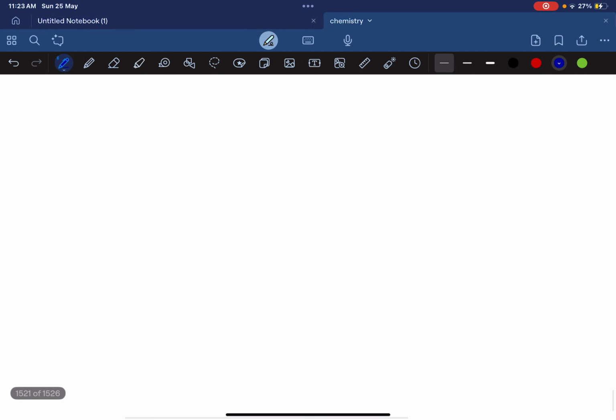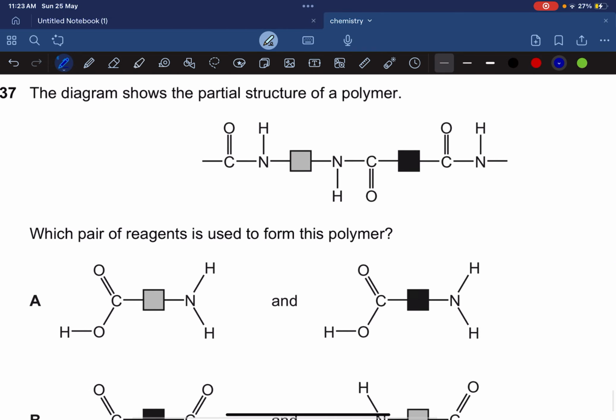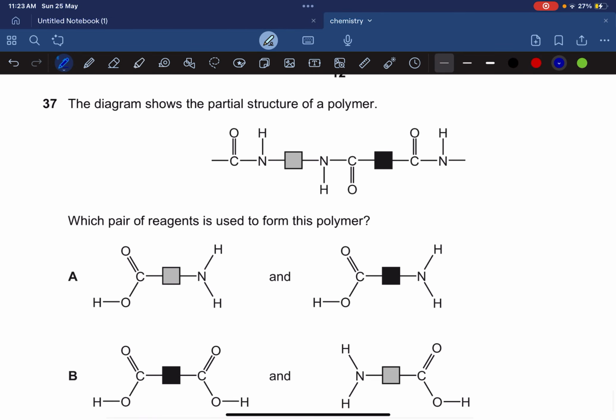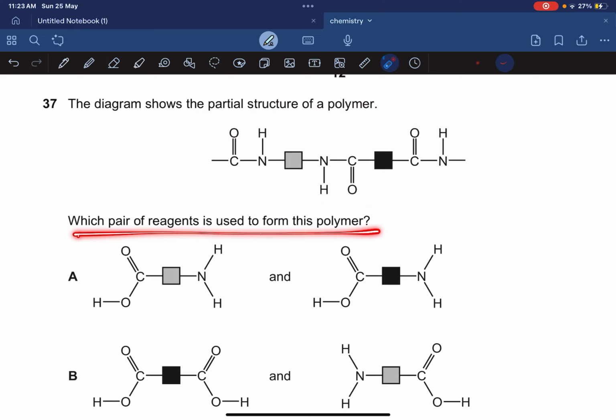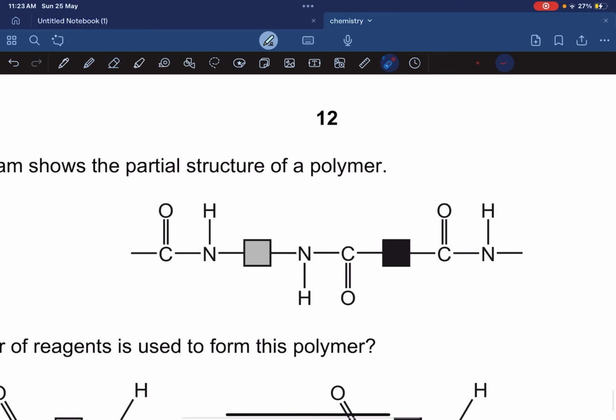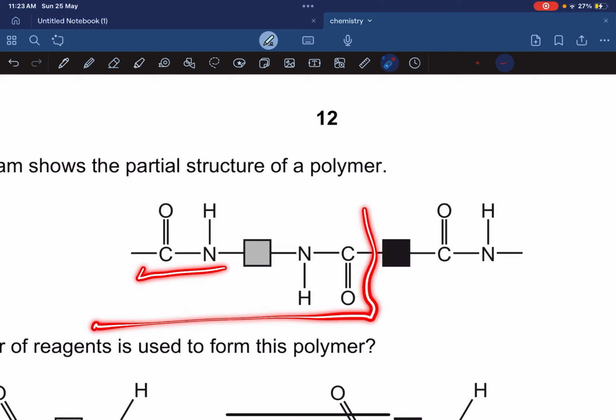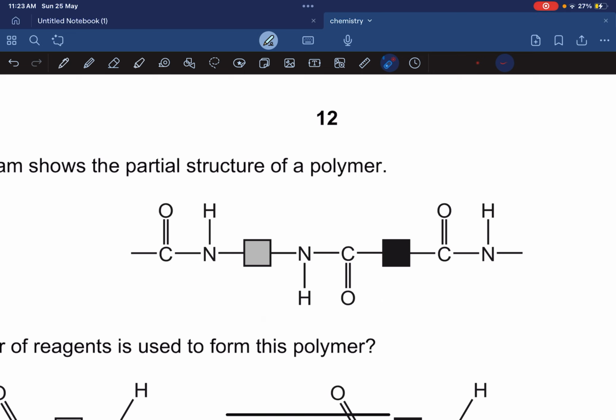Let's move on to the next question, which says that the diagram shows the partial structure of a polymer. That's the polymer. Which pair of reagents is used to form this polymer? Let's figure out what it is. Okay, so we have a CN over here. We have 2 different types of monomers. Let's break down from here. We have a N and C over here, a C, C, N on this side.